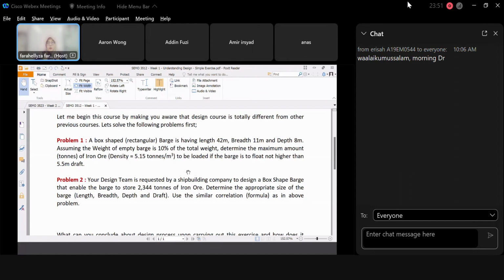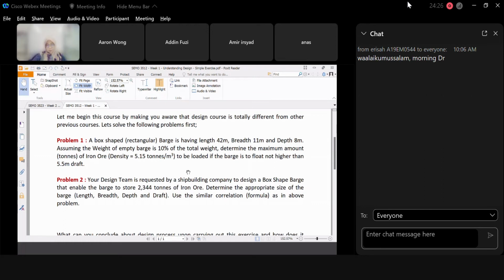So you need to know the maximum amount that you can put on board of the barge, such that the barge floats not higher than a 5.5-meter draft. So that is the requirement: the barge should float not higher than a 5.5-meter draft. Now you are given the size of the barge, but this problem is more about understanding how we can proceed with the design process.